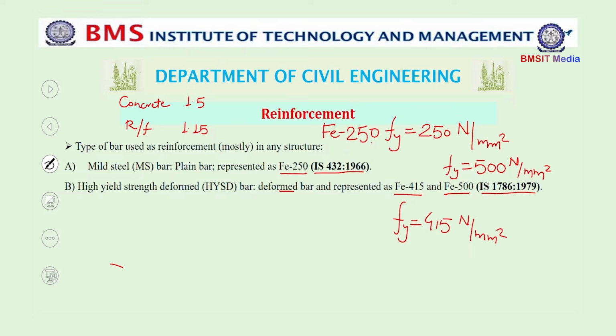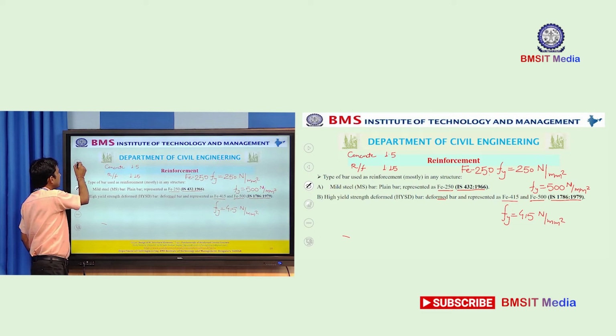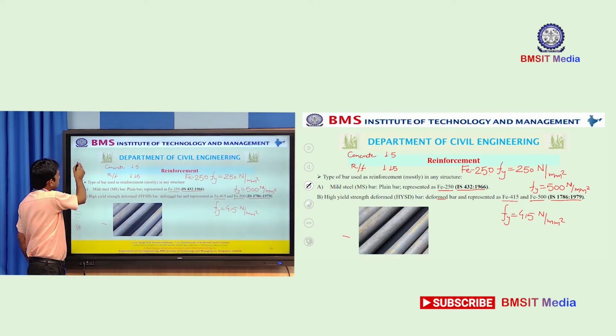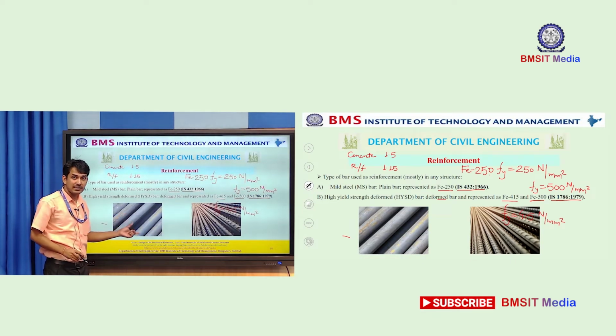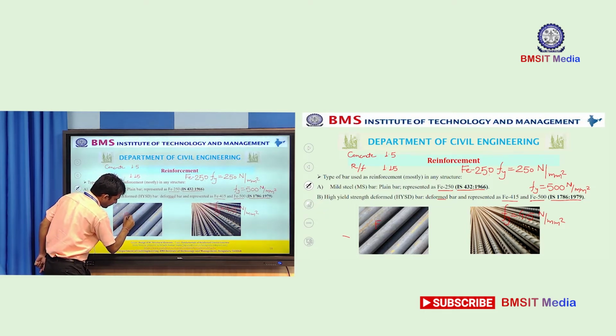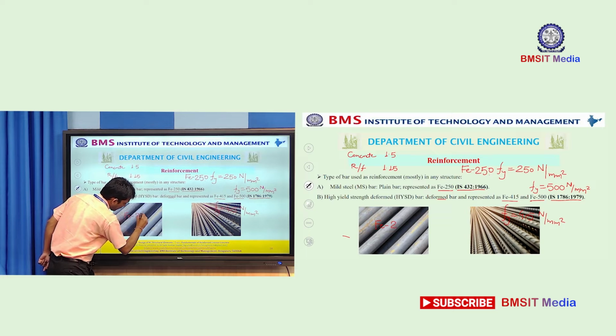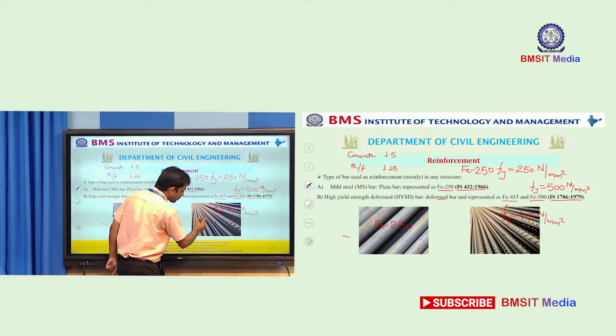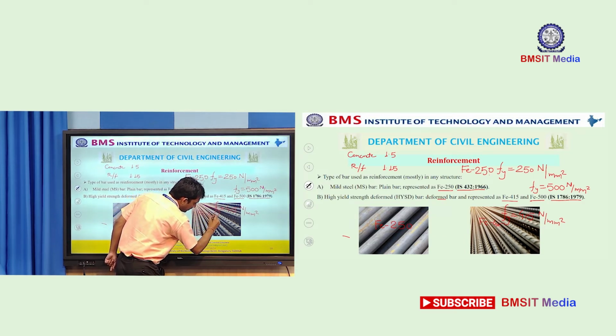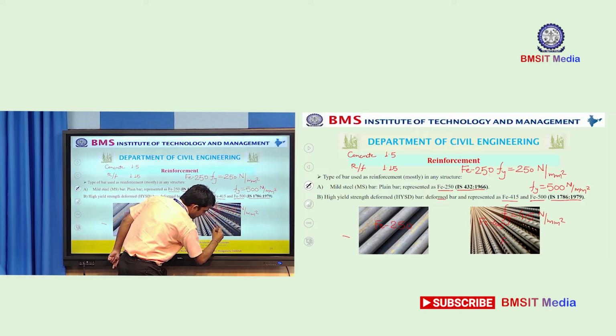So these are the types of reinforcement we have. You can see these are the plain bars I am talking about, which are Fe250, and this is the deformed bar, which may be Fe415 or Fe500.